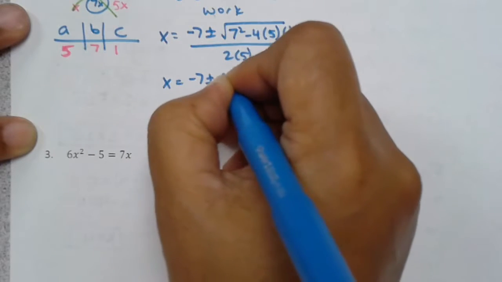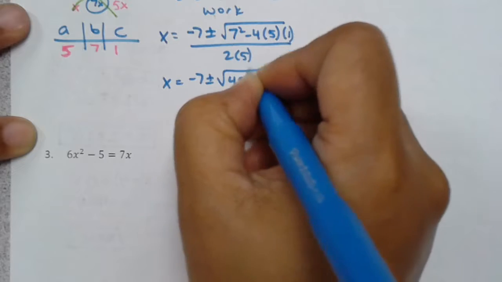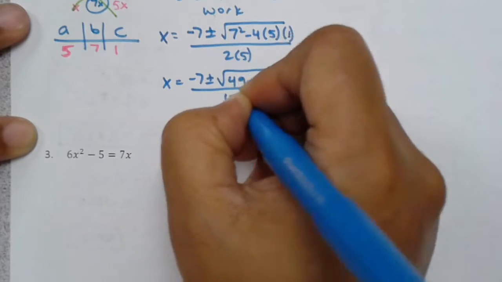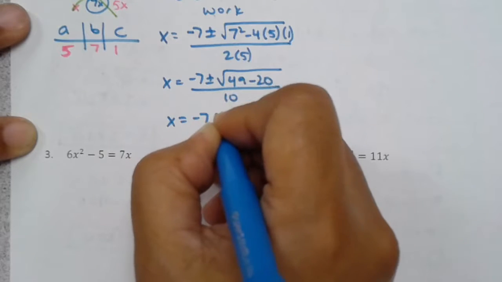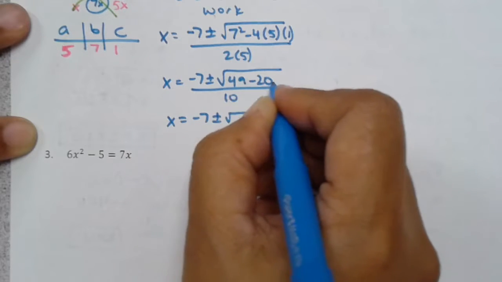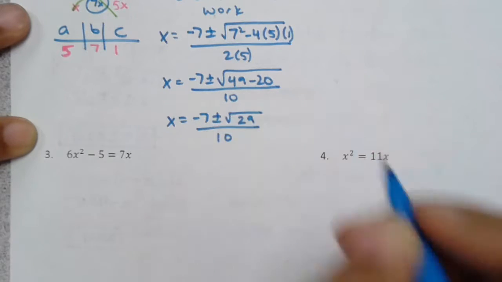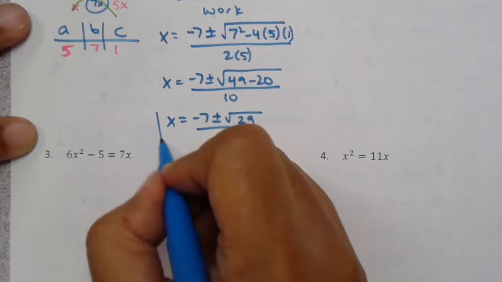Start with the inside of the radical. 7 squared is 49. 4 times 5 times 1 is 20. 2 times 5 is 10. All right, and 49 minus 20 is 29. And actually 29 doesn't break down, so that's as far as you can take it.